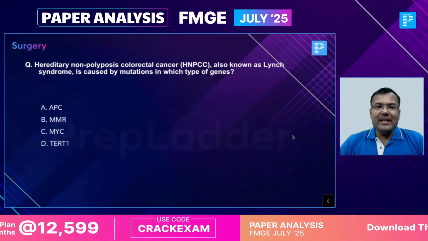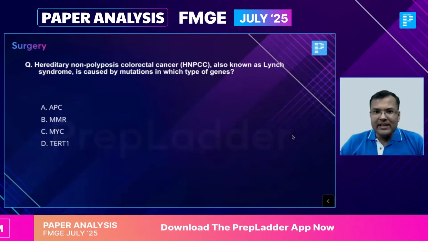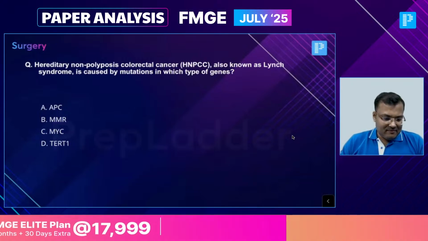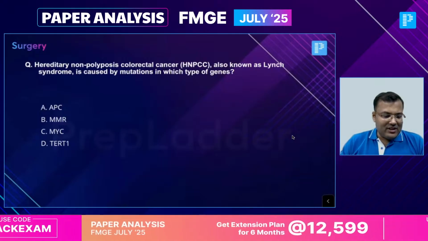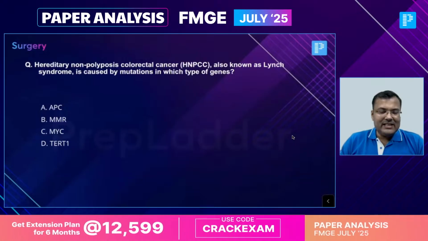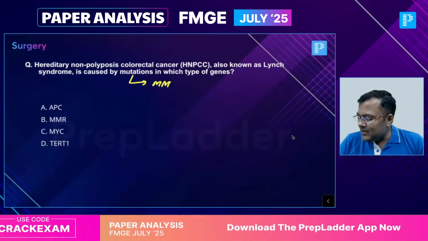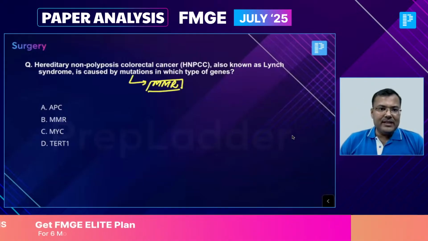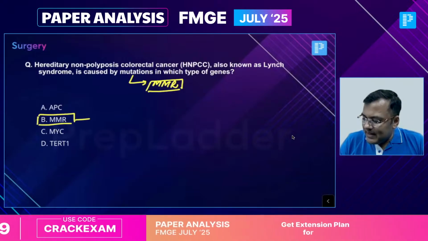Again, easy. HNPCC, hereditary non-polyposis colon cancer, Lynch syndrome, is caused by mutation of which gene? Dhirendra, very good. Tell me, guys. HNPCC, yes. So it is because of mismatch repair gene abnormality, MMR. So it is HNPCC because of mismatch repair gene abnormality.